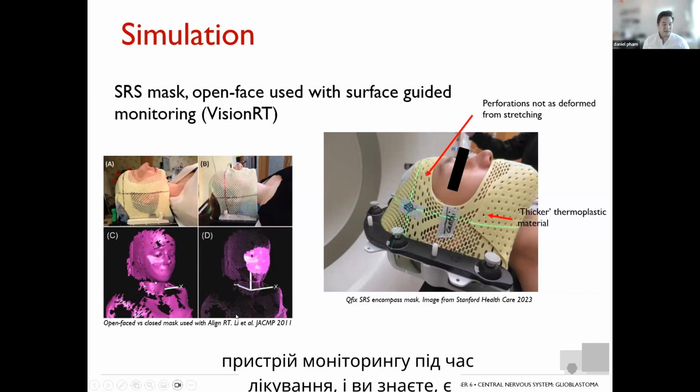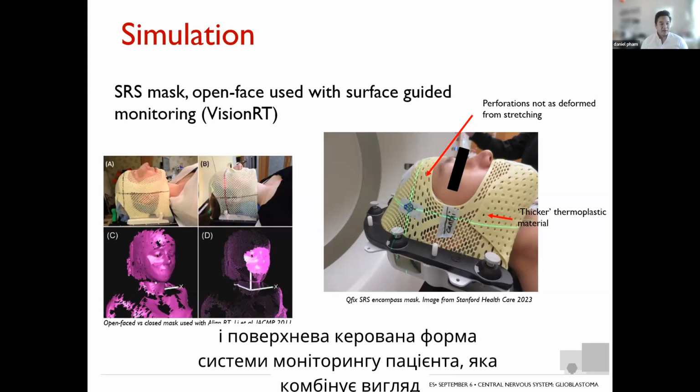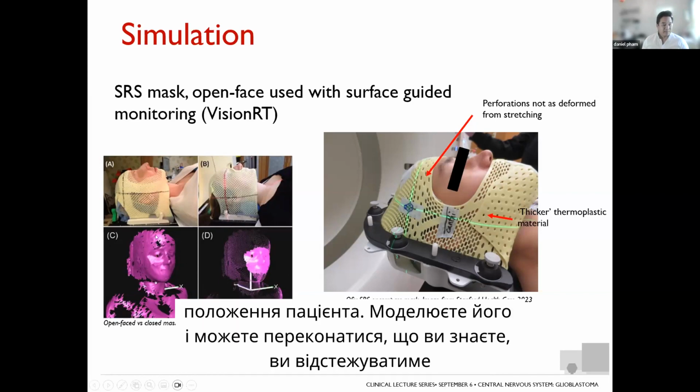And there are Align RT is a common, well-known, established surface guided form of patient monitoring system. There's a few infrared cameras that are set up inside the room, and it can reproduce the patient's position, model it, and ensure that it will track the patient.